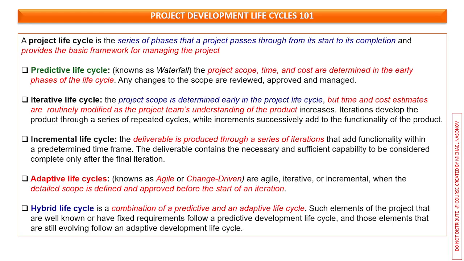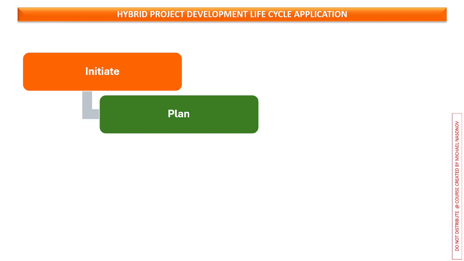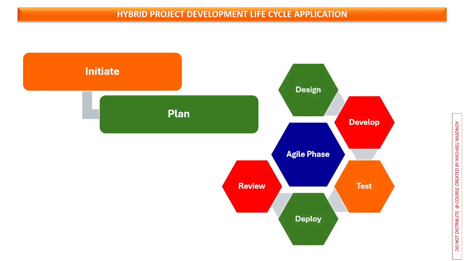Now, let's continue and take a look at this one, hybrid project development life cycle application. First of all, you initiate your project, which means you go through benefit value analysis and approval. Then you plan your project in detail, after which you simply continue as agile phases or cycles until you complete your product development.